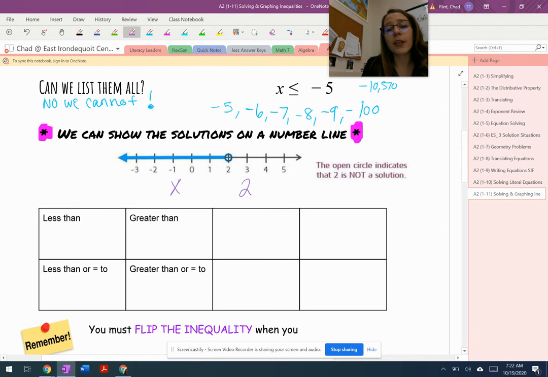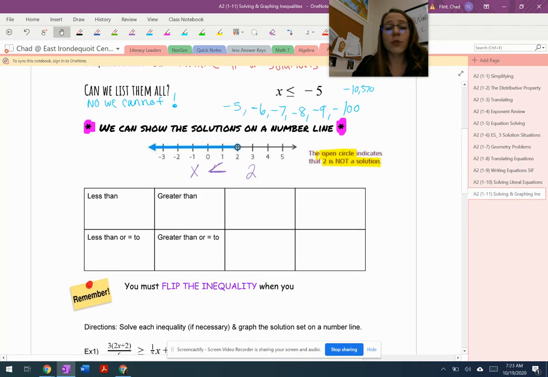And now which way are they shading this? The numbers are getting bigger than 2 or the numbers are getting smaller than 2? Well, the arrow's pointing where the numbers are getting smaller than 2. So that means that X is less than 2. Not or equal to, because it's not a filled in circle. And just like this little blurb says over here, the open circle indicates that 2 is not a solution. So it's not or equal to.